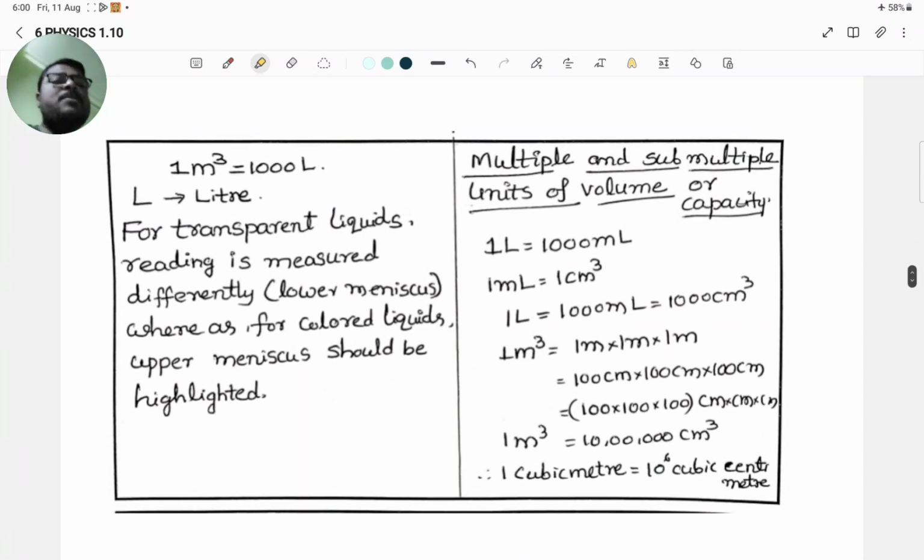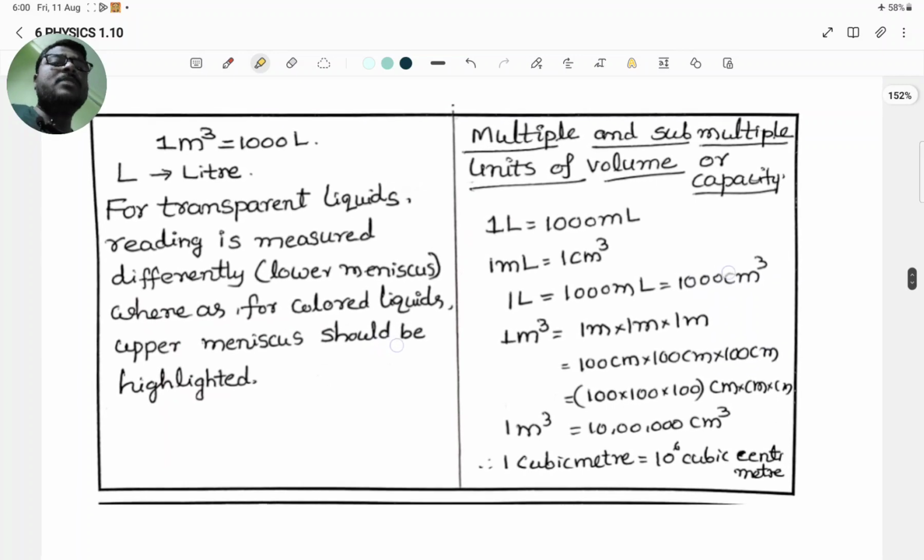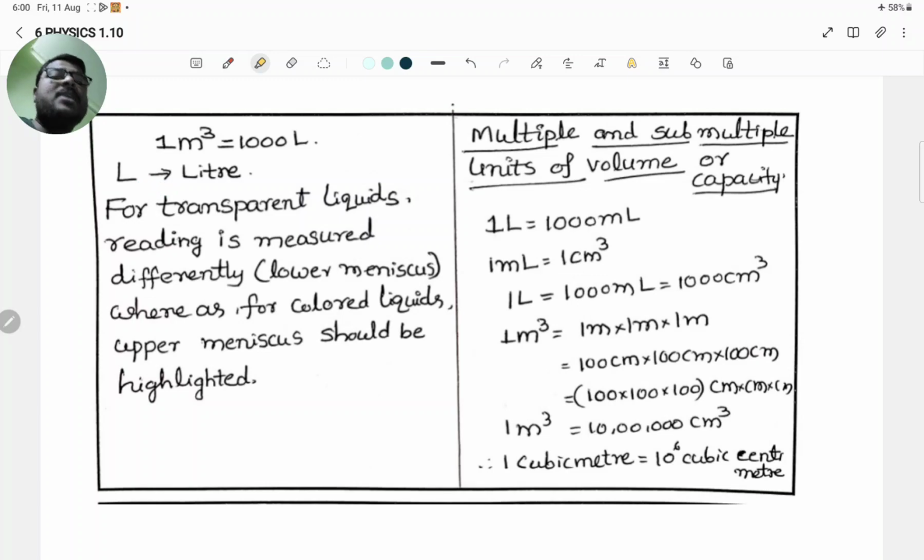See here, 1 meter cube is equal to 1000 liters. 1 meter cube is equal to how many liters? 1000 liters. So 1 liter is represented by the capital L. 1 liter is represented by what? Capital L.